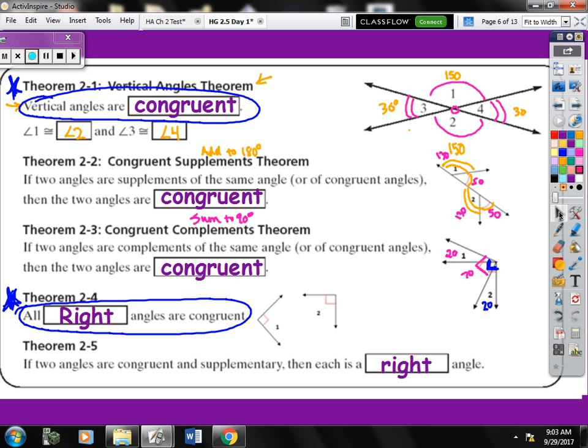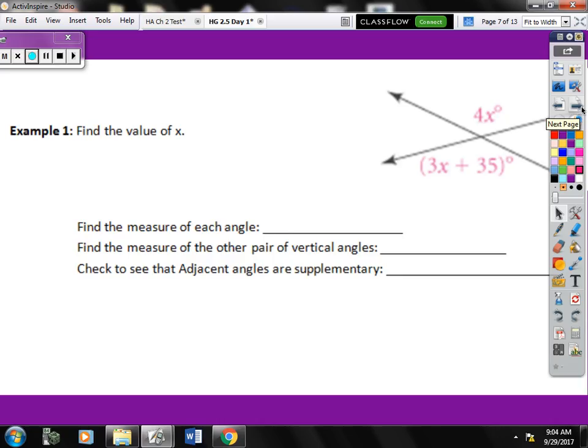All right, let's look at just some examples solving for x and angle measurements. And first of all, on your note sheet, I don't think this copied very well. That is a plus sign, 3x plus 35. I think it kind of looks like a minus. Find the value of x.